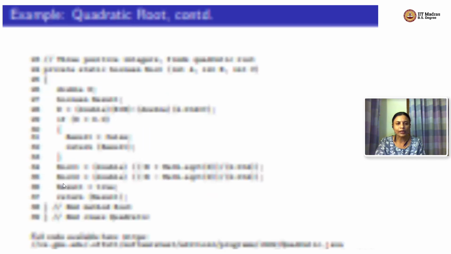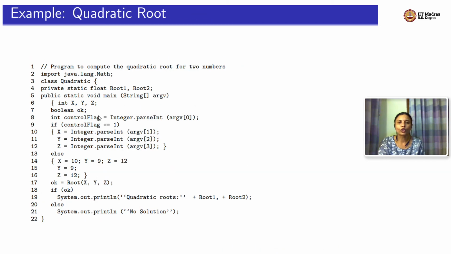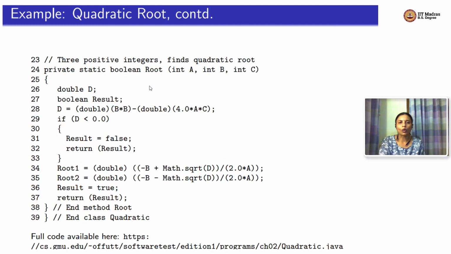It could either be true or be false. It's false if quadratic roots cannot be computed, that is, line number 31 executes. It's true if quadratic roots can be computed, and line number 36 executes. Along with this, the global variables root 1 and root 2 are also assigned values. Root 1 is line number 34, and root 2 is line number 35.